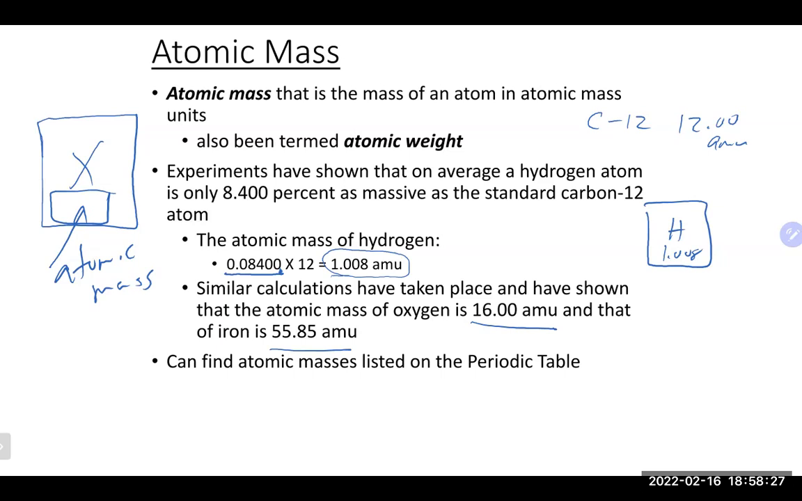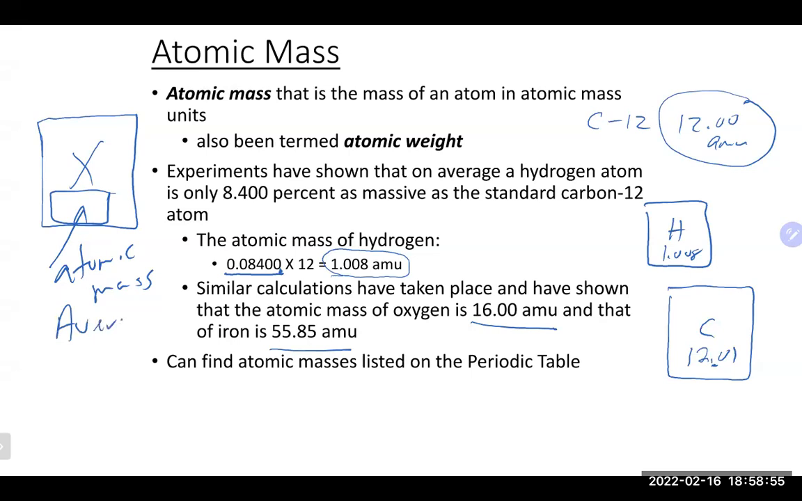Now you may look at carbon, for example, on the periodic table. And the number that you'll actually see for carbon is 12.01. You may say to yourself, well, if they use carbon as the standard and it has a mass of 12, why, when I look at carbon on the periodic table there, is it 12.01? And the answer is the values that we actually see on the periodic table are actually average atomic masses. And they are the average atomic mass of all the naturally occurring isotopes for that particular element.